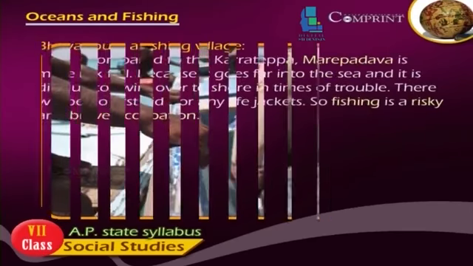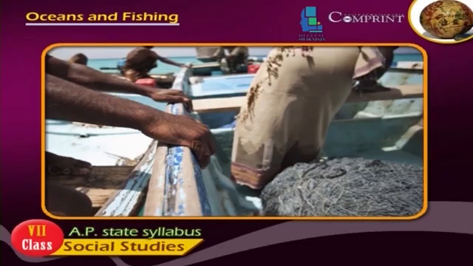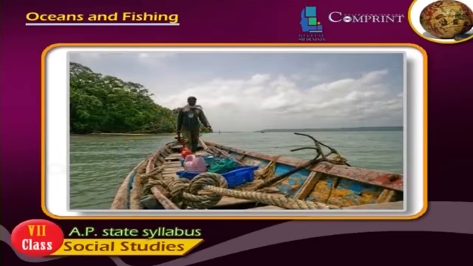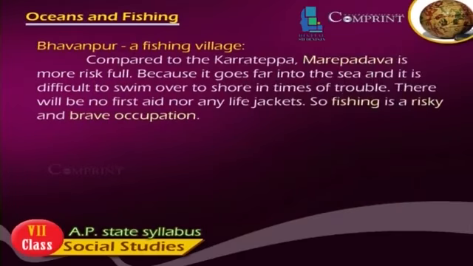Compared to the Karrateppa, Marepadava is more risky because it goes far into the sea and it is difficult to swim to the shore in times of trouble. There will be no first aid nor any life jackets. So, fishing is a risky and brave occupation.